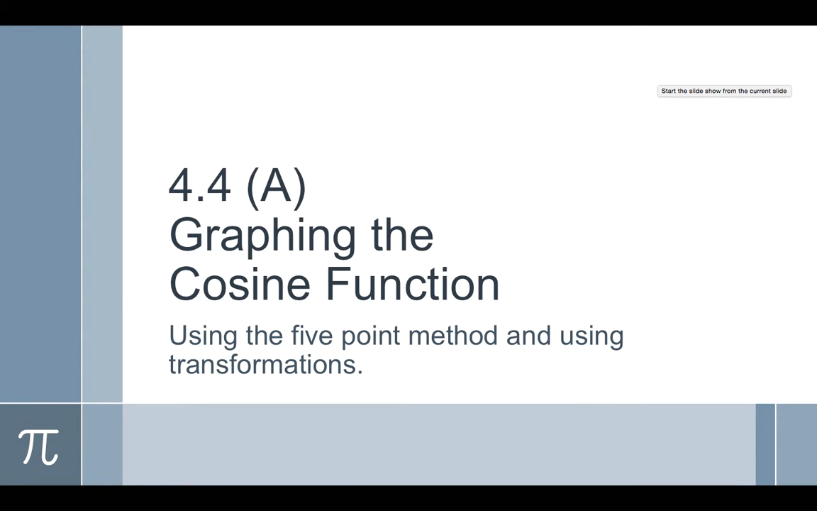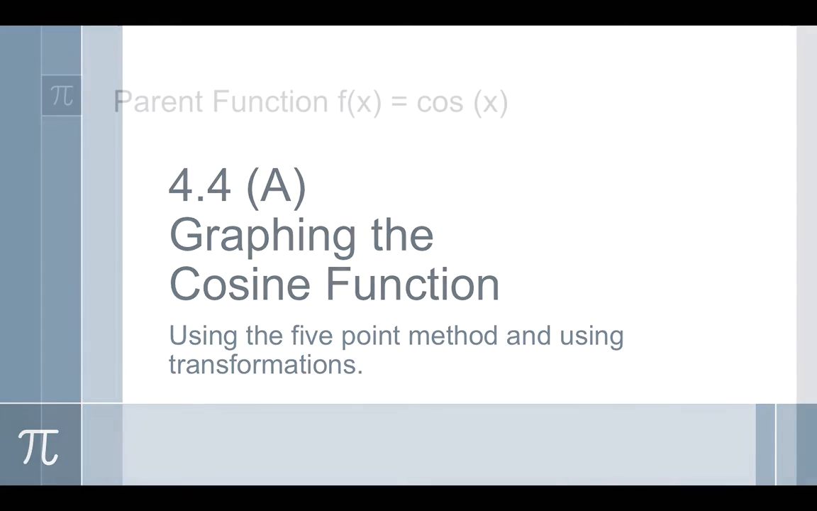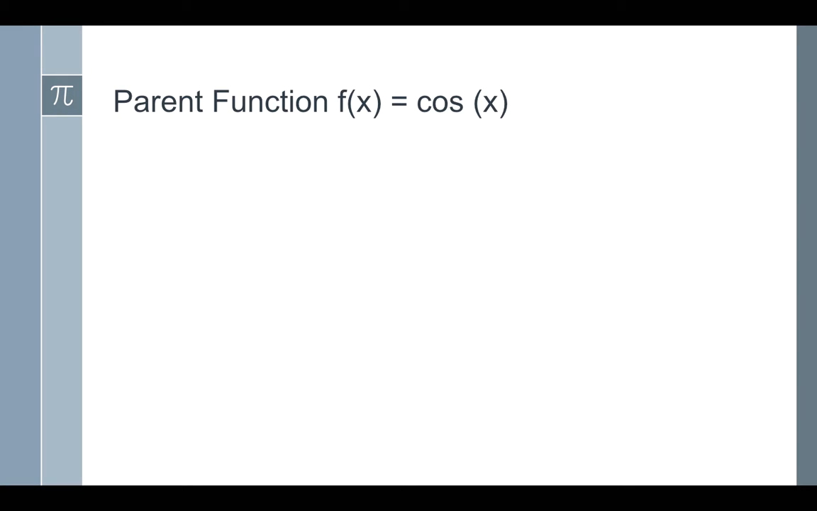All right, welcome, ladies and gentlemen, to another part of the 4.4 section, graphing the cosine function this time. You'll notice that this is going to follow a lot like the sine graph video that was posted earlier. We're going to continue using the 5-point method for cosine, and we're also going to show the transformation method as well. So for the parent function f of x equals cosine of x, you'll notice a lot of things are exactly the same.